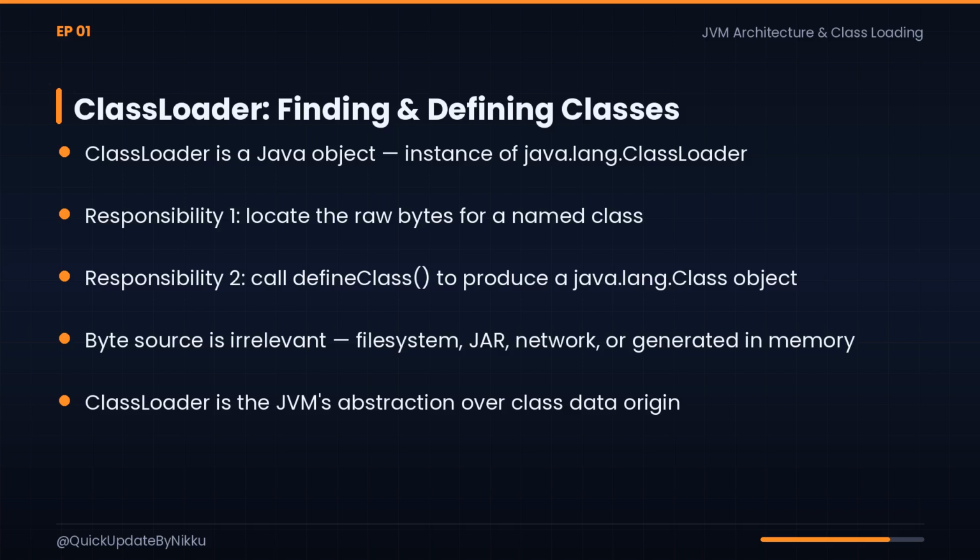A class loader is not a JVM built-in, it is an ordinary Java object you can subclass and customize. Its contract is simple: given a fully qualified class name, produce the bytes that represent it, then hand those bytes to the JVM to define a class object. The class loader is deliberately agnostic about where the bytes come from. Application servers use this to load different versions of the same library in isolation. Frameworks use it to generate proxy classes entirely in memory at runtime.